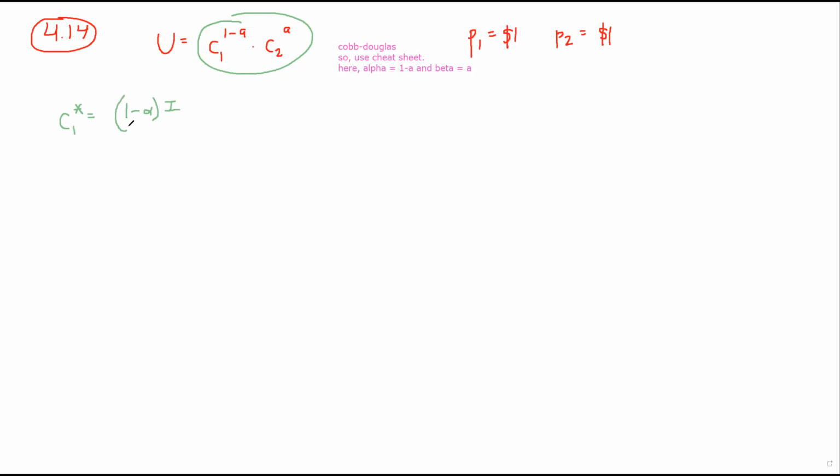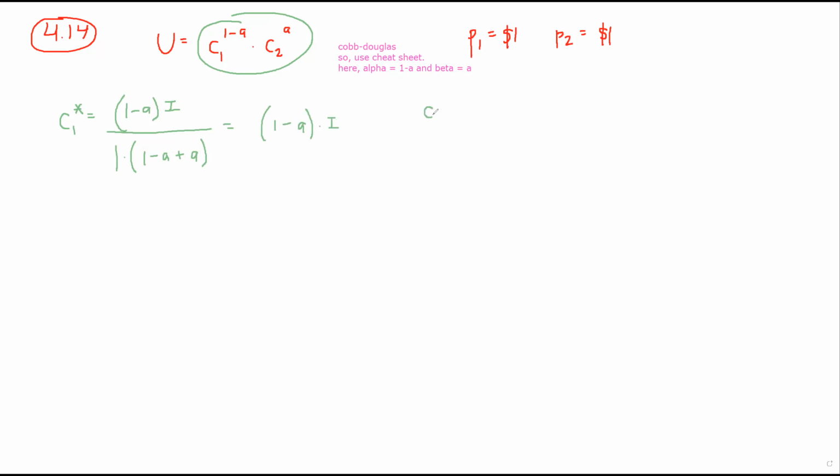No, wait, is it? Yeah, it's alpha first. So alpha times I over the price of C1, but we know that to be $1, times alpha plus beta. So 1 minus alpha plus alpha. Nope, sorry, 1 minus A. I keep screwing this up. It's not alpha, it's A. This is A. This is A. Yeah, I know. Lowercase a and alpha are pretty much the same thing. And then plus beta, which is A. So this boils down to just 1 minus A times I.